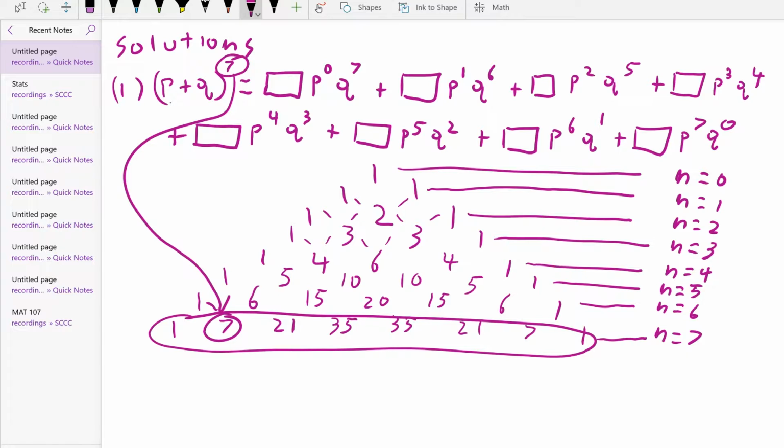So now all we have to do is put in the coefficients. 1, 7, 21, 35, 35, 21, 7, and 1. And this is our answer. And we are done with problem number 1.